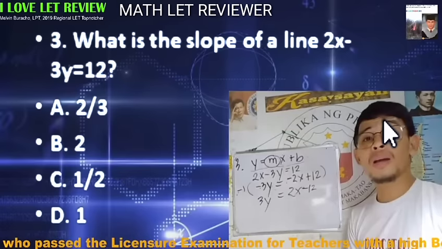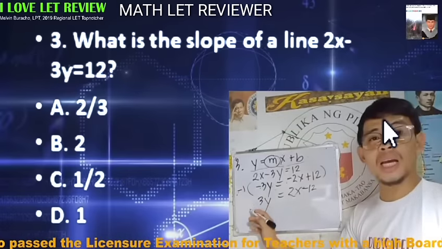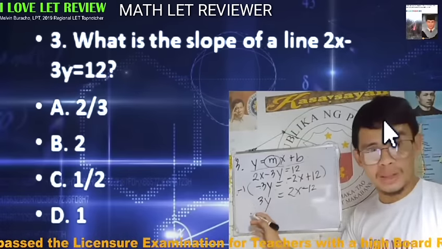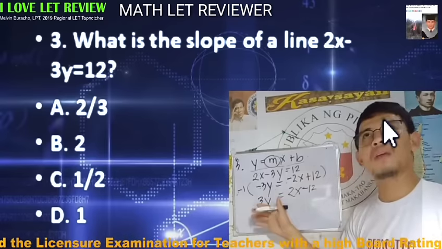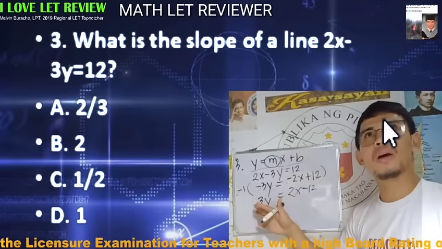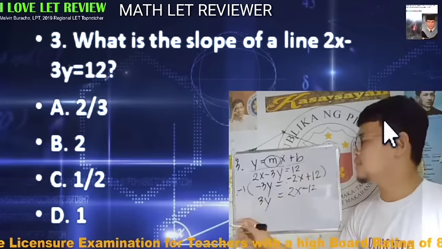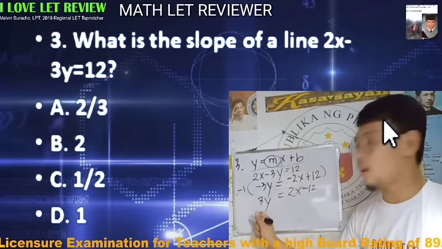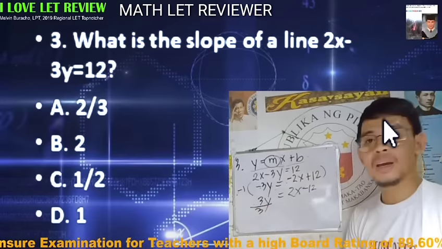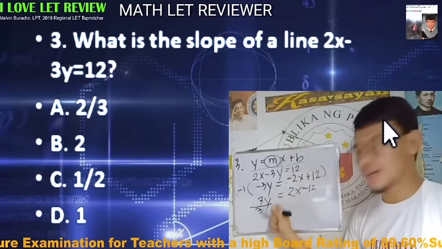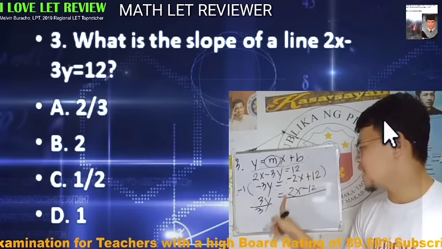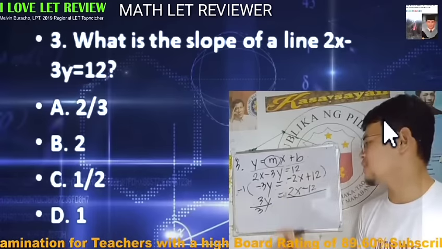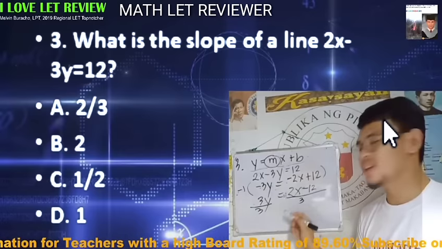Not yet, because we still have a numerical coefficient here. So, we have to, what do you call this one? We have to omit this one. Okay, we have to remove this one by how? By dividing this by 3. Can we now remove this? Yes, but of course, you have to be fair. You have to be fair in the other side of the equation by, ayan, putting 3 here.